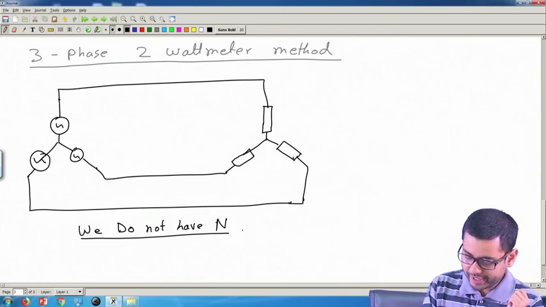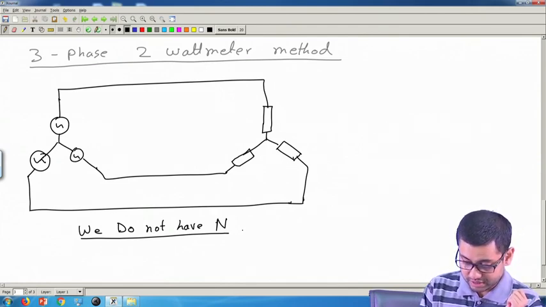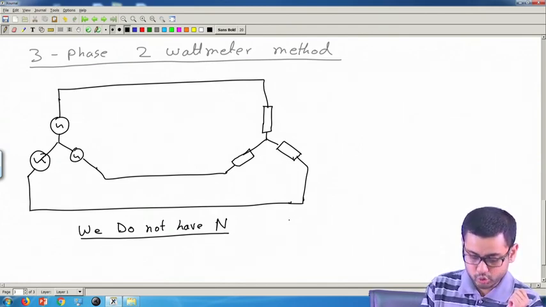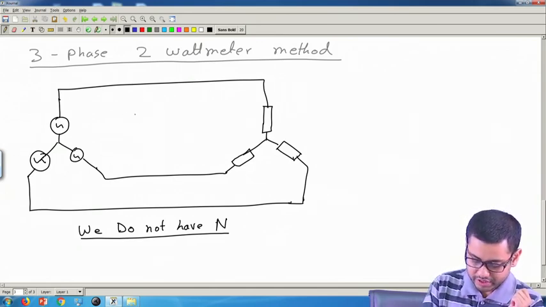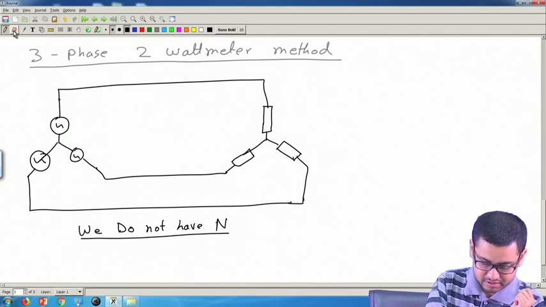And now the way to connect the two wattmeters is as follows. So we'll have two wattmeters.